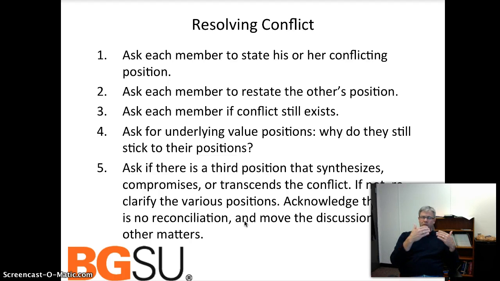So I repeat what their position is so I can help make sure that they understand that I'm hearing them and I understand their position.